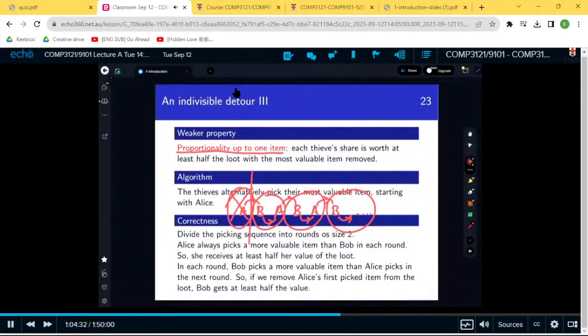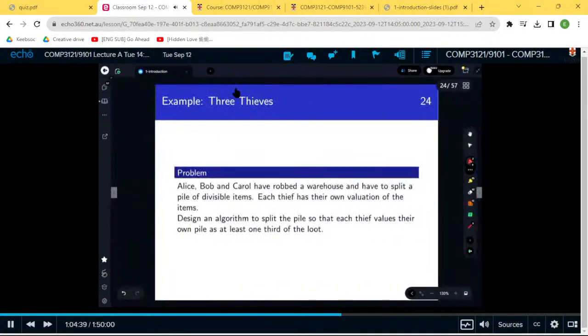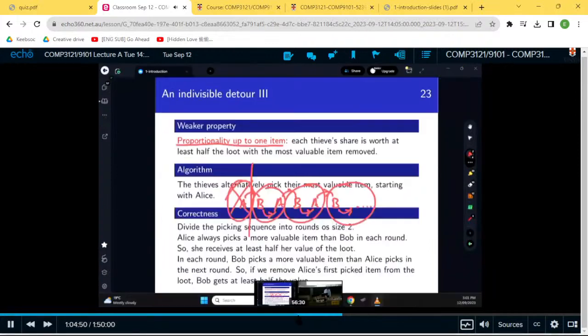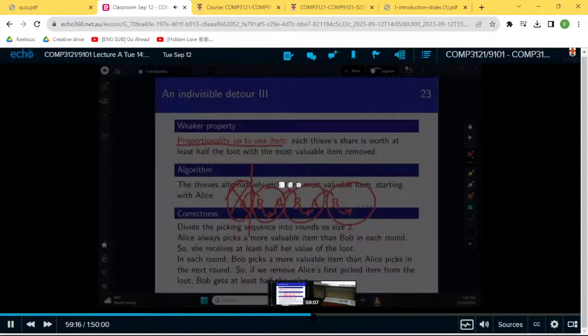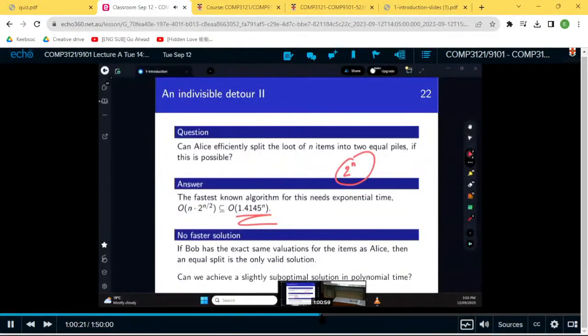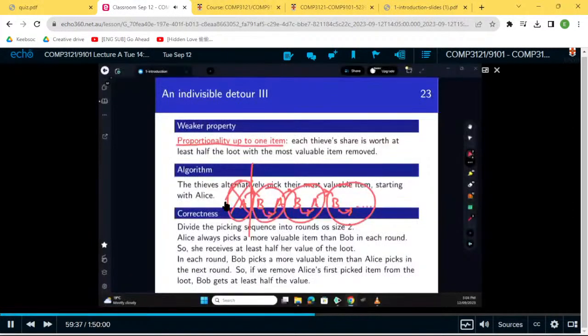Now, what about 3 thieves if we have divisible items? So now we have an additional thief, Carol. And the question is the same, right? So for 3 thieves, we need each thief to get a share that is worth at least half the loot with the most valuable item removed.